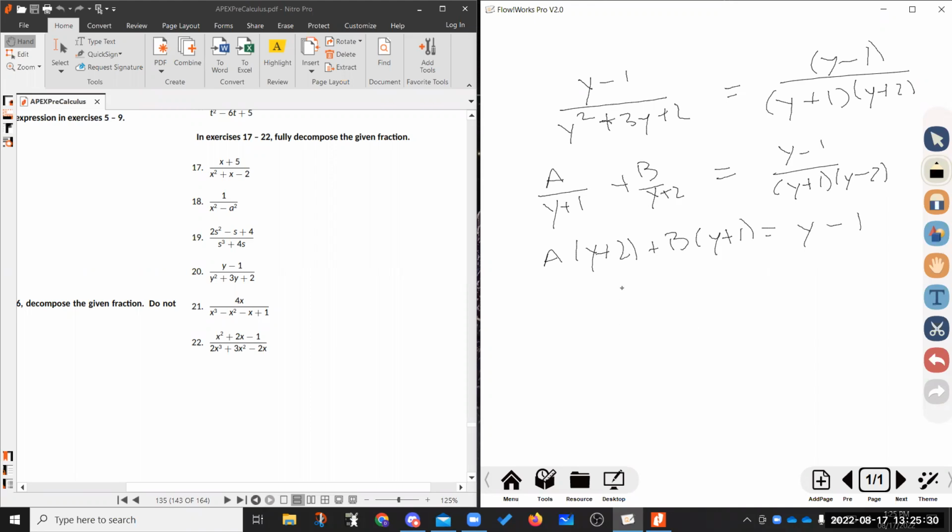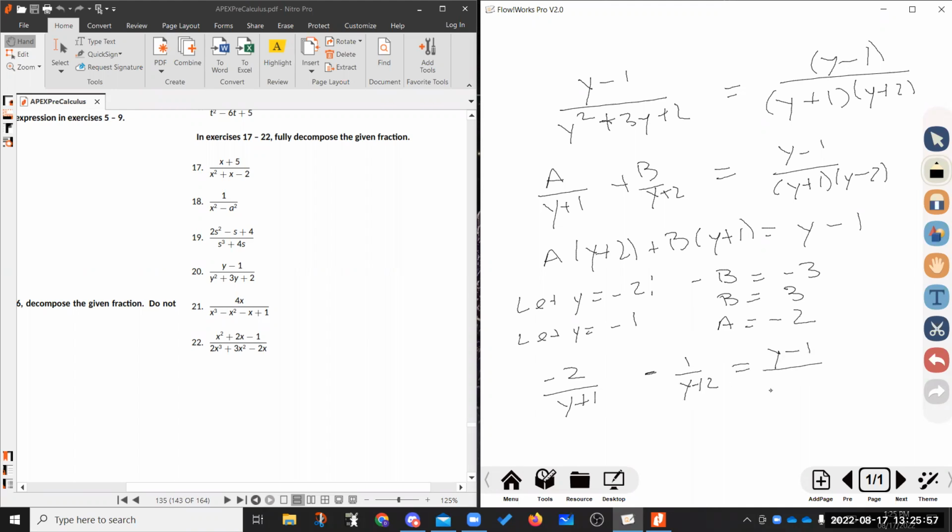I do have distinct linear factors here, so I'm going to let y equal negative 2. And that's negative b is equal to negative 3, so b equals 3. Then I'm going to let y be equal to negative 1. And that's a equals negative 2. So I have negative 2 over y plus 1 plus 3 over y plus 2 is equal to y minus 1 over y squared plus 3y plus 2.